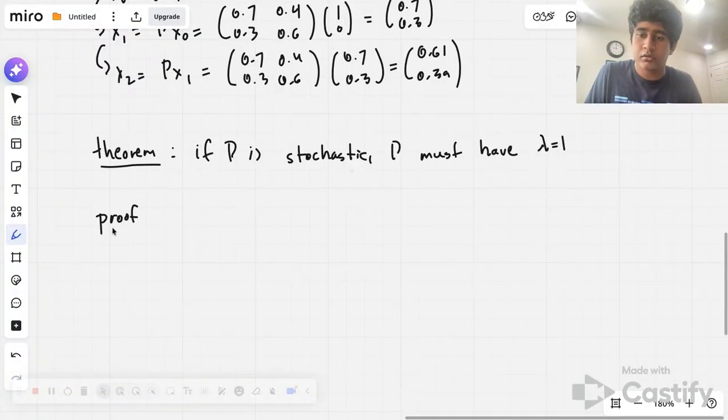Proof over here. Because P is column stochastic, we can say that the sum from i equals 1 to n of P sub ij is equal to 1 for every j, right? And this is the idea of a column stochastic matrix where like we said, each of the columns add up to 1, because they're probability vectors. So let's write this out. P sub ij is just an element of the matrix.